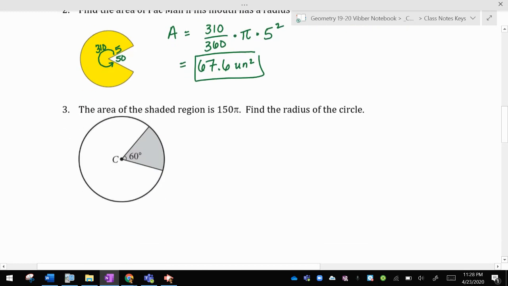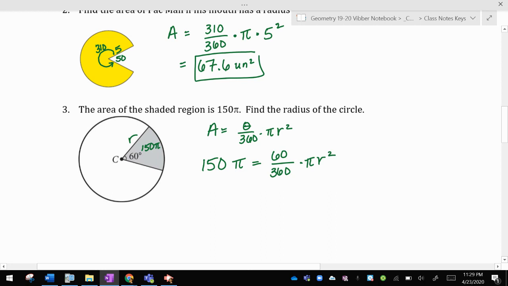And then last but not least, the area of the shaded region is 150 pi. So all of this is 150 pi. Find the radius. Aha, they didn't give it to me. Okay, well, what do I have? I know the area of a sector is the angle over 360 times pi r squared. The area they gave us is 150 pi. The angle that they gave us was 60.